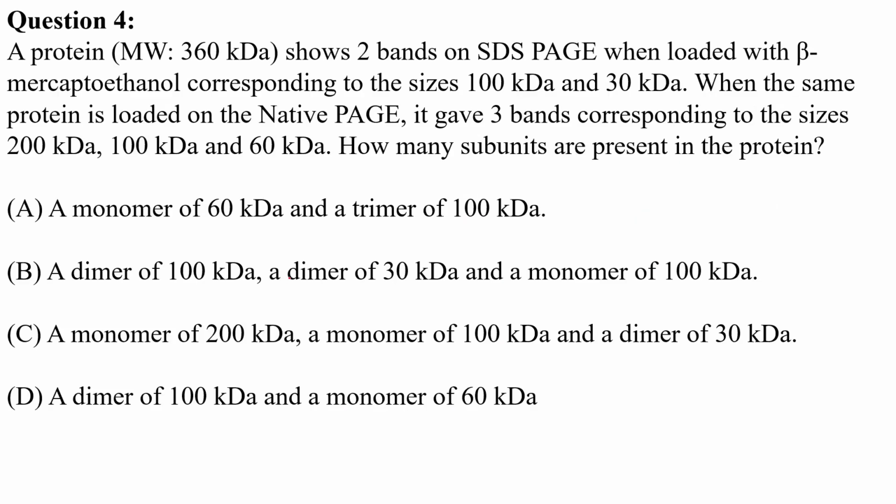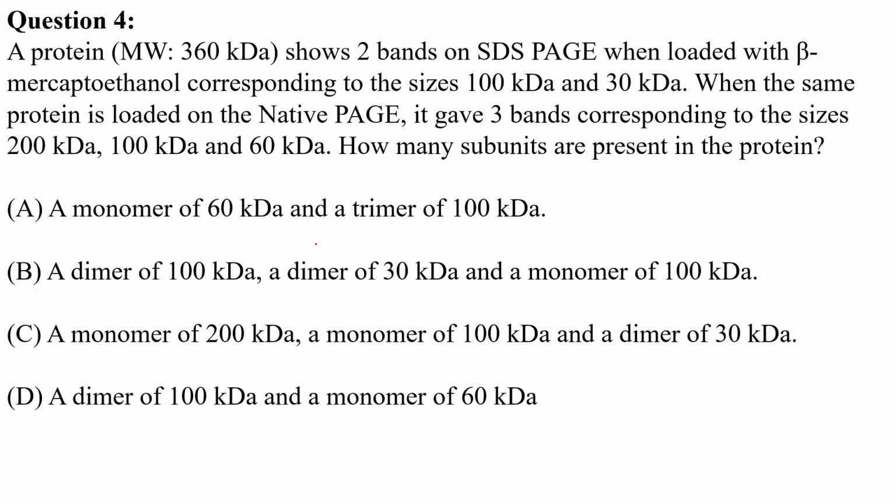Coming to the next question, question number 4. A protein of molecular weight 360 kilodalton shows two bands on SDS PAGE when loaded with beta-mercaptoethanol, corresponding to sizes 100 kilodalton and 30 kilodalton. When the same protein is loaded on a native PAGE, it gave three bands corresponding to the sizes 200 kilodalton, 100 kilodalton and 60 kilodalton. How many subunits are present in the protein?